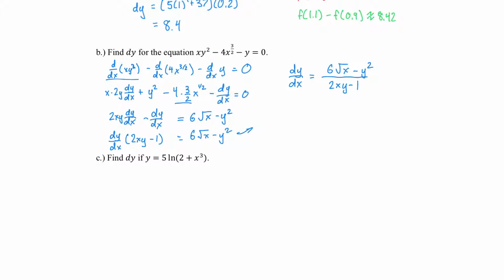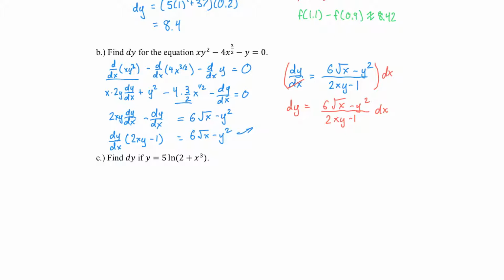And again, thinking about dy and dx in terms of differentials, by multiplying both sides by dx, I find that dy is equal to 6 times the square root of x minus y squared, all divided by 2xy minus 1, times dx.